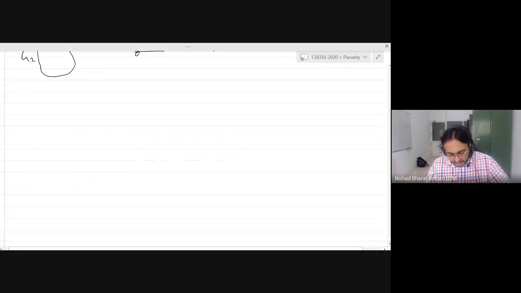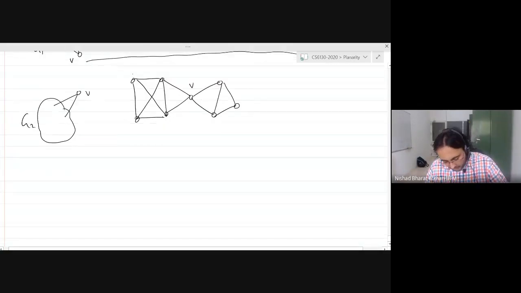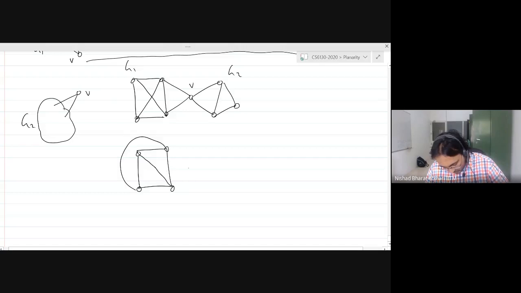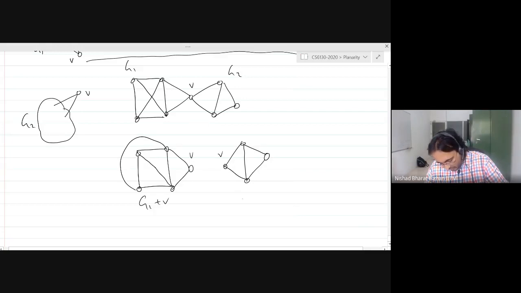Right? So in this case, what you would do is, I'm just taking G1 and G2. I would get a planar embedding of G1 plus V. I'd get a planar embedding of G2 plus V. Okay. And now in this drawing, it is very clear that I can just combine them, right?